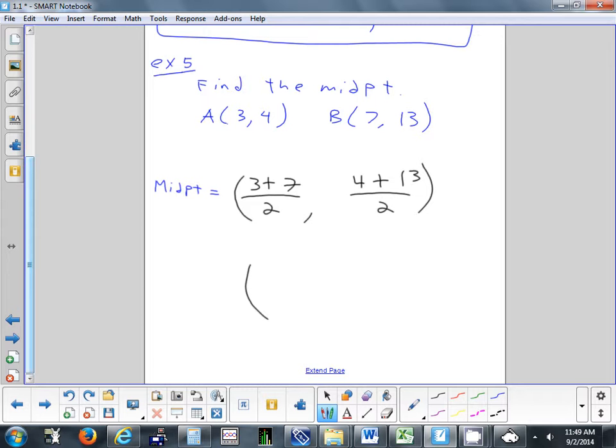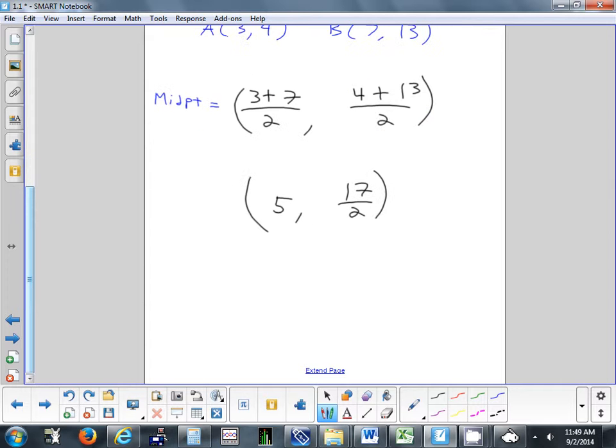Okay, so how about Andrew? 3 plus 7 gives me 10, and then divided by 2. Okay, so the x part of the midpoint is 5. And the y part, Kyle, 4 plus 13 is 17. Divide by 2. Or if you wrote it as a decimal, go ahead. 8.5. Yeah, 17 divided by 2 is 8.5. Okay, questions on that one?